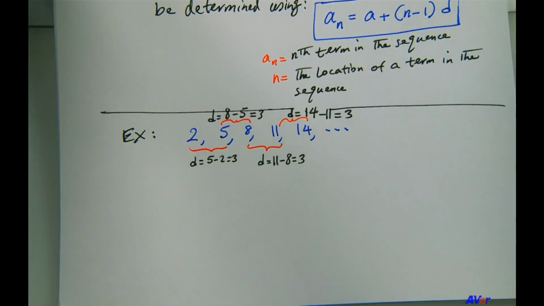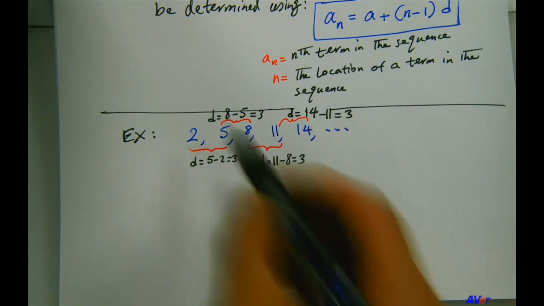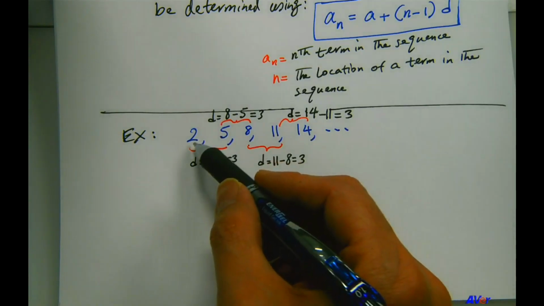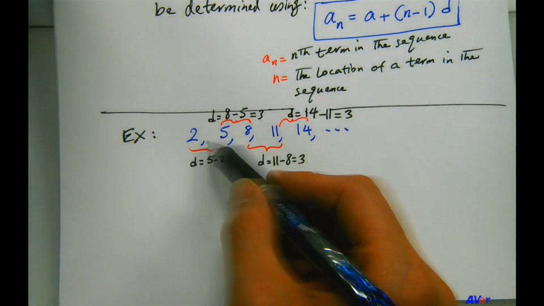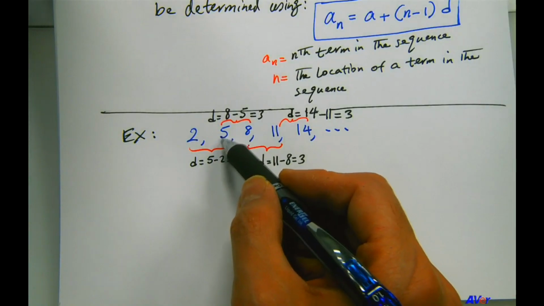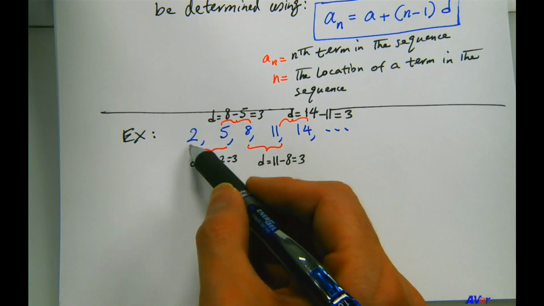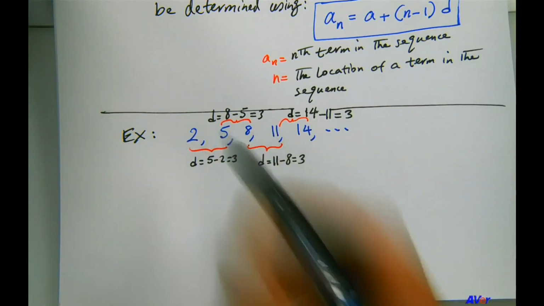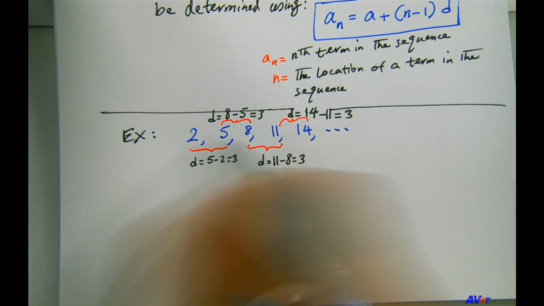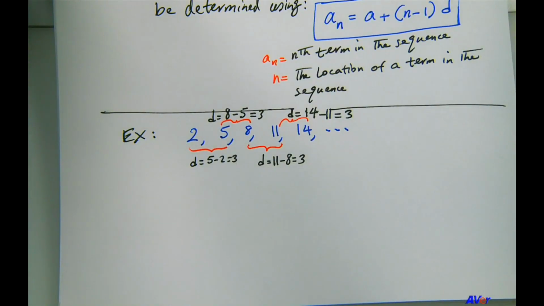So if you have another arithmetic sequence, then D could be anything. And D could be a negative number. Suppose these were reducing numbers, so if this was going from 2 to, say, -1, and then from -1 to -4, then -1 minus 2 would be -3. So instead of D being +3, it would be -3. So the common difference can be either positive or negative.